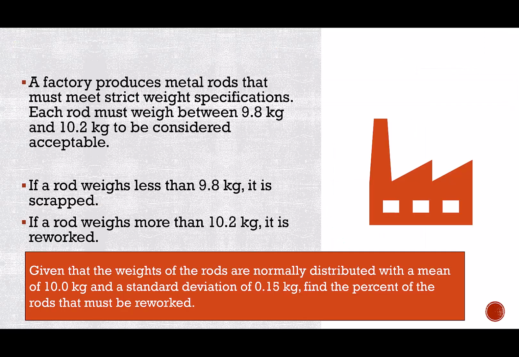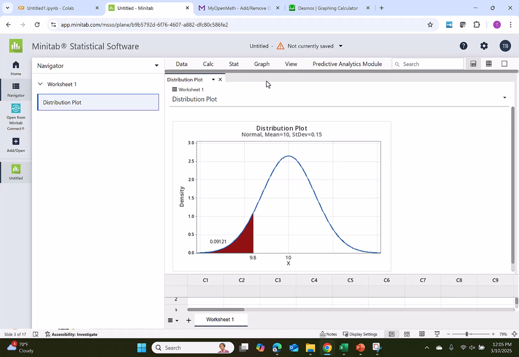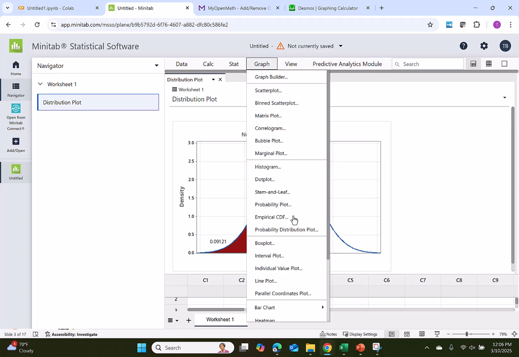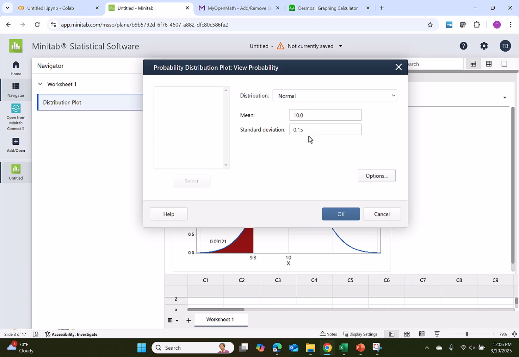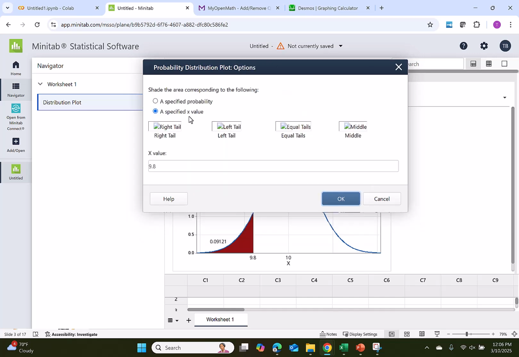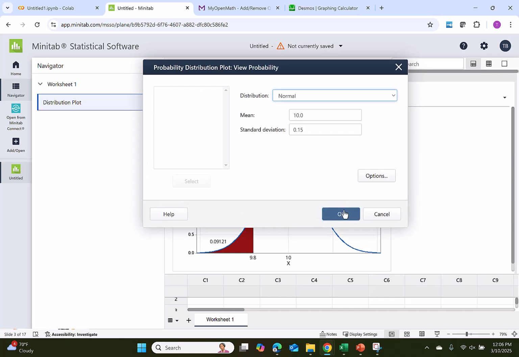So we're going to keep our mean, we'll keep our standard deviation, but now we want to switch to a right tail because we're looking at more than 10.2. In Minitab, again, I hit Graph, Probability Distribution Plot, View Probability, OK. Keep my mean, keep my standard deviation, hit Options. Again, a specified x value, but this time on the right, and our value is 10.2. We hit OK and OK.